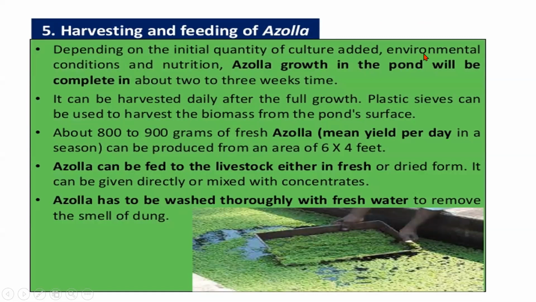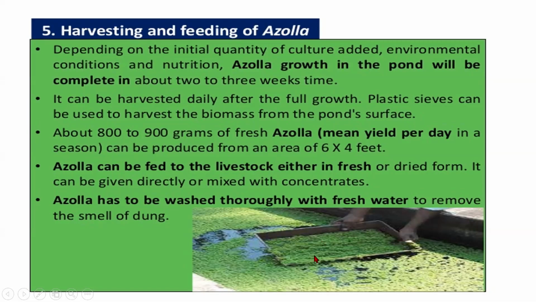So depending on the initial quantity of culture and the environmental condition, in 2 to 3 weeks time, that is கிட்டத்தட்ட ஒரு மாசத்துக்குள்ளேயே, you get a good growth of azolla. So you can harvest it every day after the full growth. Plastic sieves or wooden sieves can be used, and you get 800 to 900 grams, nearly 1 kilo of azolla per day, which can be produced from the area of 6 into 4 feet, and you can directly use it as animal feed.